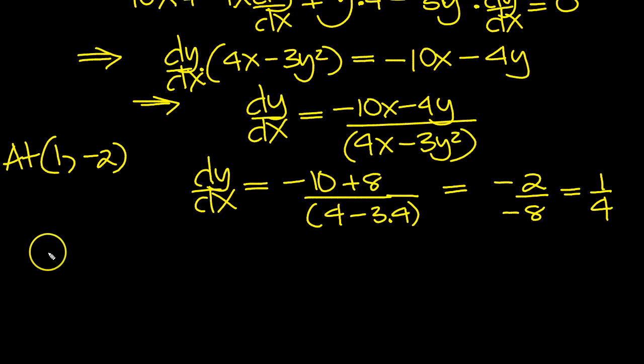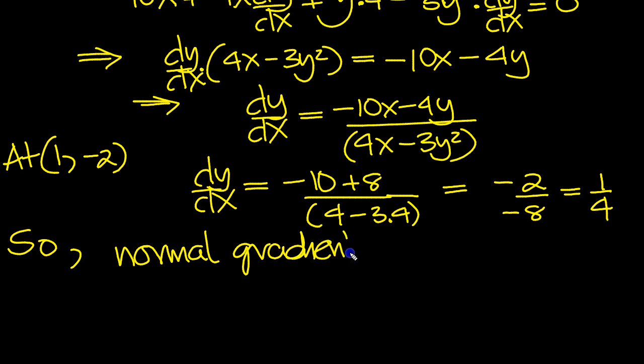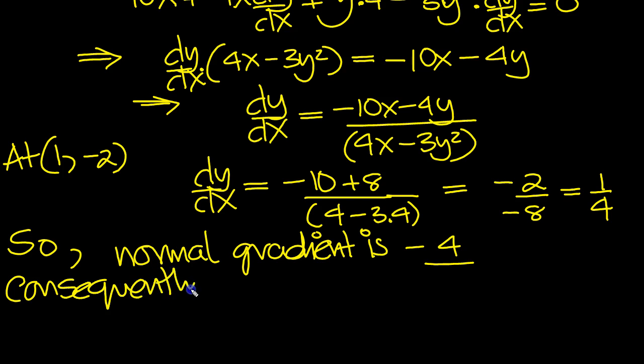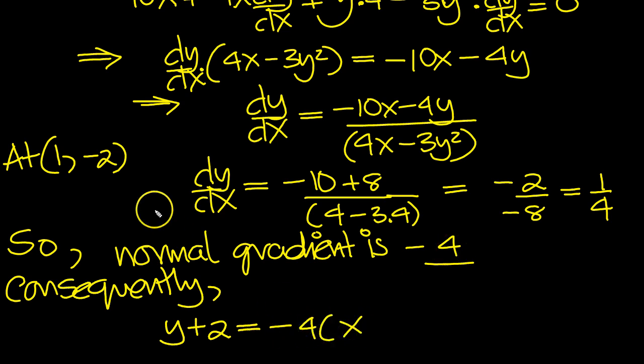So the equation of the normal then, the gradient of the normal is minus 4, isn't it? Because that's a quarter, so this times this is minus 1, of course. So that's the gradient of the normal. Consequently, the equation of the normal at the point P is y minus the y value, so y minus minus 2, is equal to the gradient, minus 4, times x minus the x value.